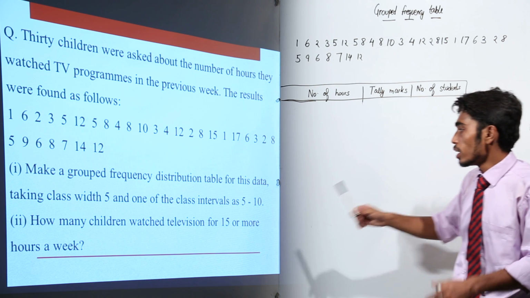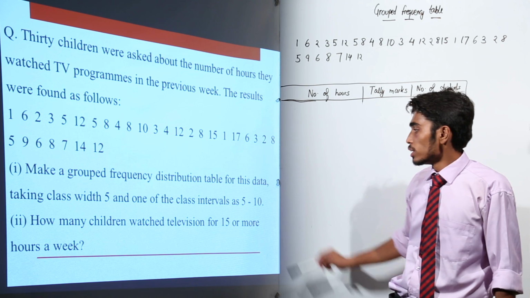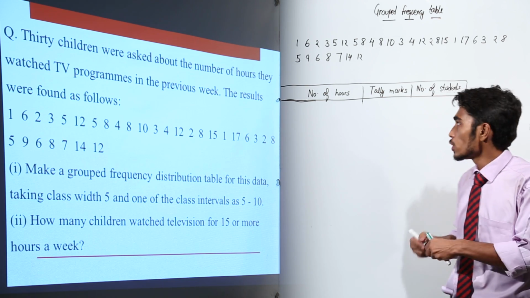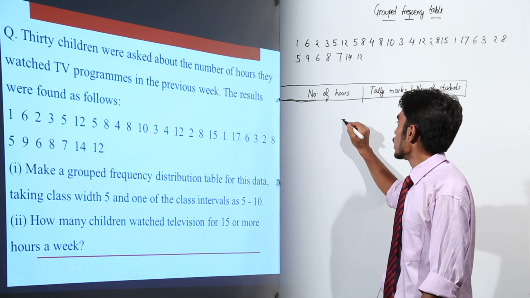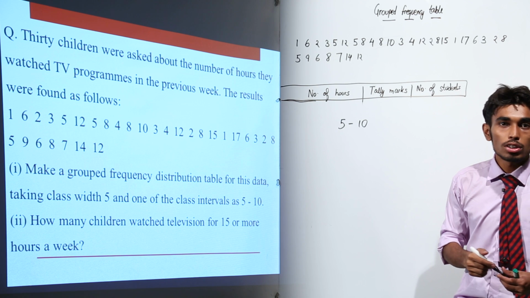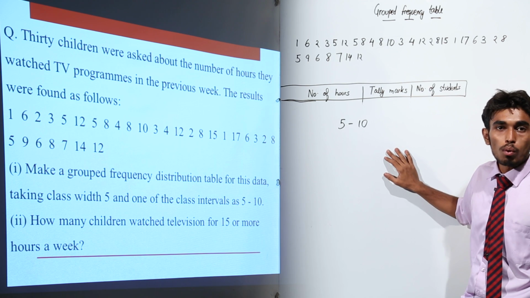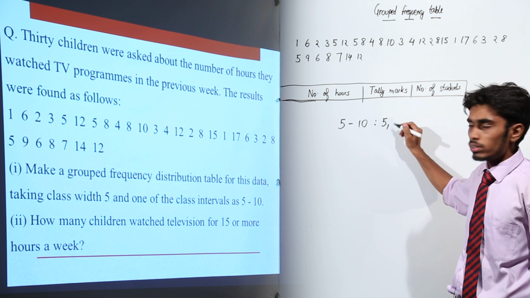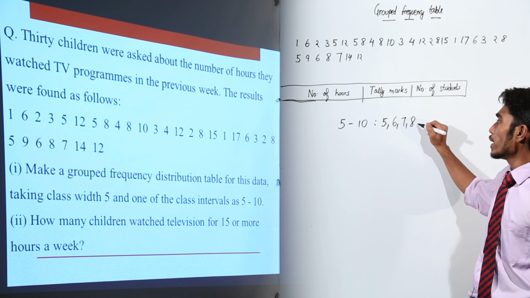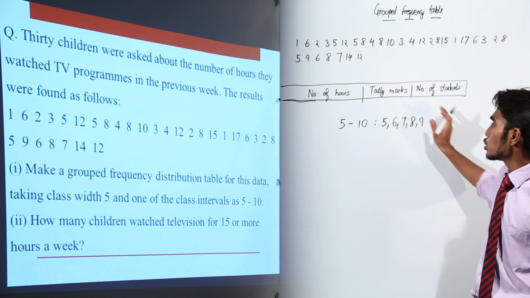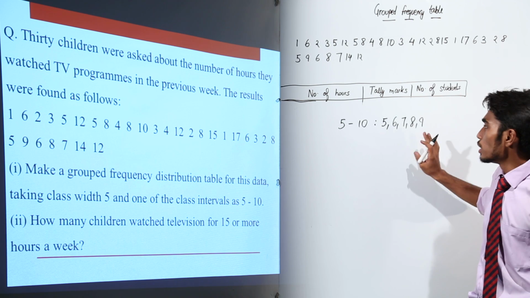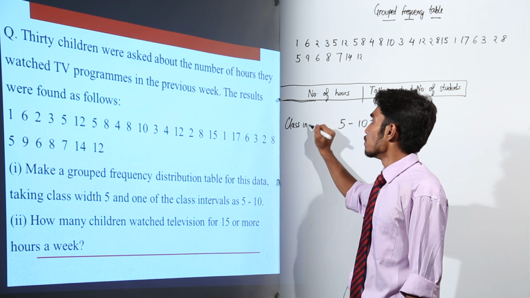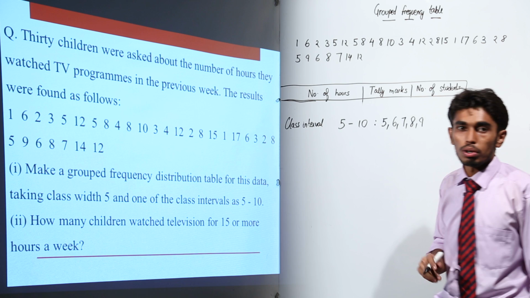As it is mentioned in this question that I need to make a group like this, like 5 to 10, whose class width should be 5. First of all, let me make an arbitrary group 5 to 10, right? This is a group. All the students who are watching TV programs for, let's say, 5 hours, 6 hours, 7 hours, 8 hours and 9 hours, they will fall in this group, right? This kind of group is called a class interval.